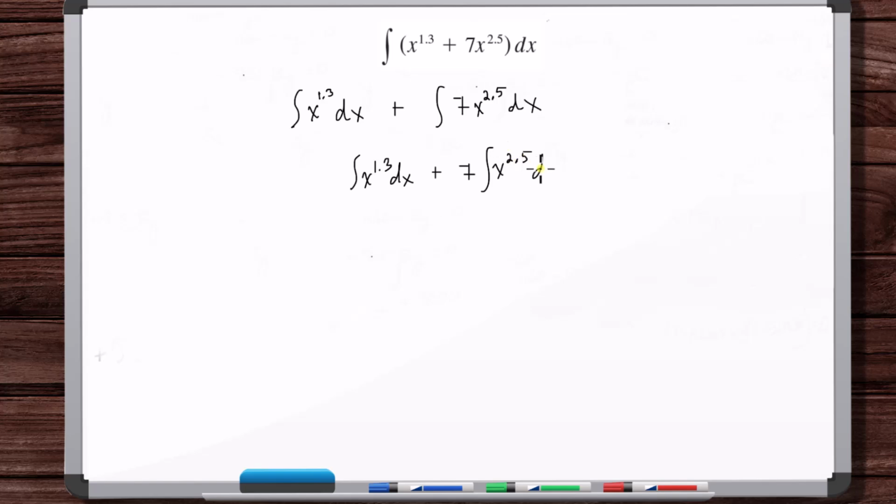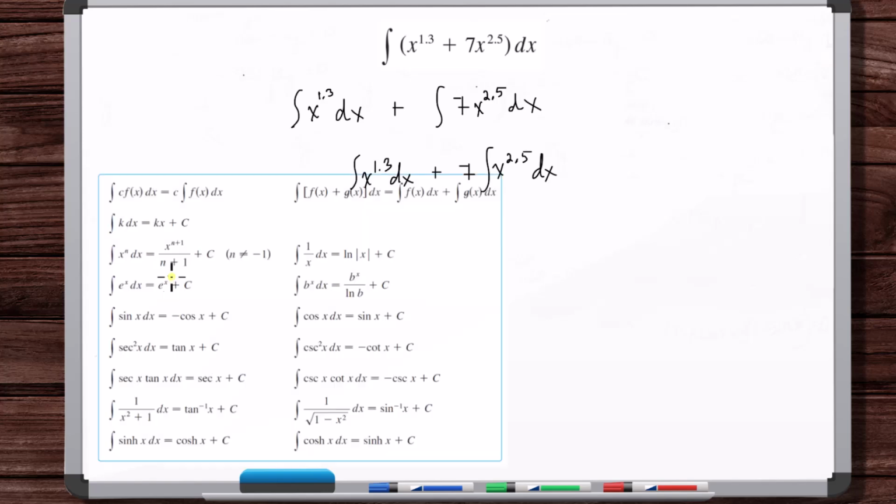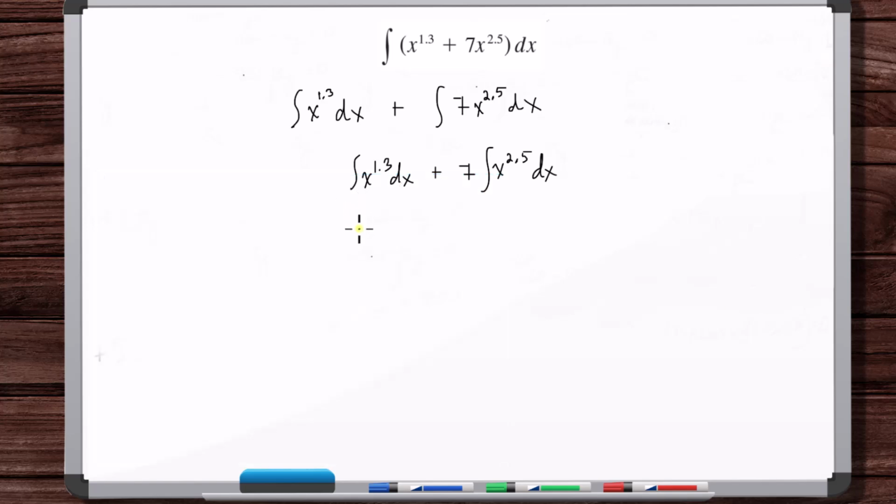Okay, so now we can use the power rule for integration. So that's this rule here. And just note that the n value doesn't have to be an integer. It's any real number, positive or negative, other than n equal to -1. Okay, so we do x to the n plus 1 over n plus 1.